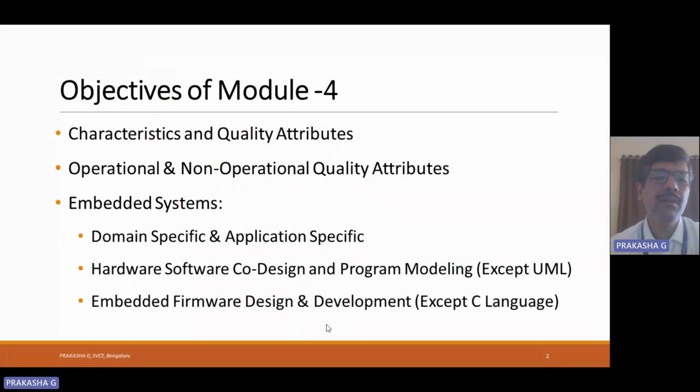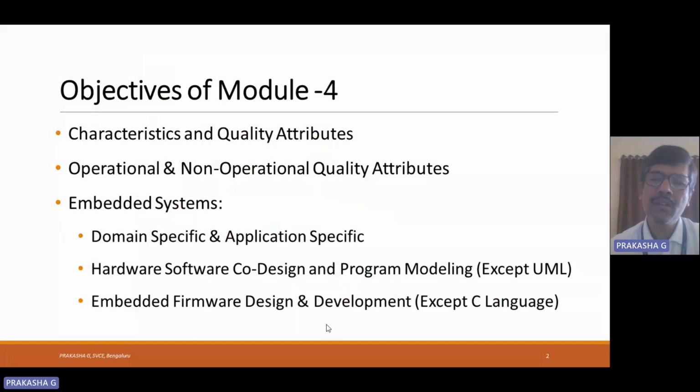And one of the important objectives of this particular module is how exactly hardware and software can be designed together, put together, to develop one very good embedded system. We also deal with the programming model of this hardware software co-design. But UML is not discussed. UML is not required. Similarly, one more topic is embedded firmware design and development.